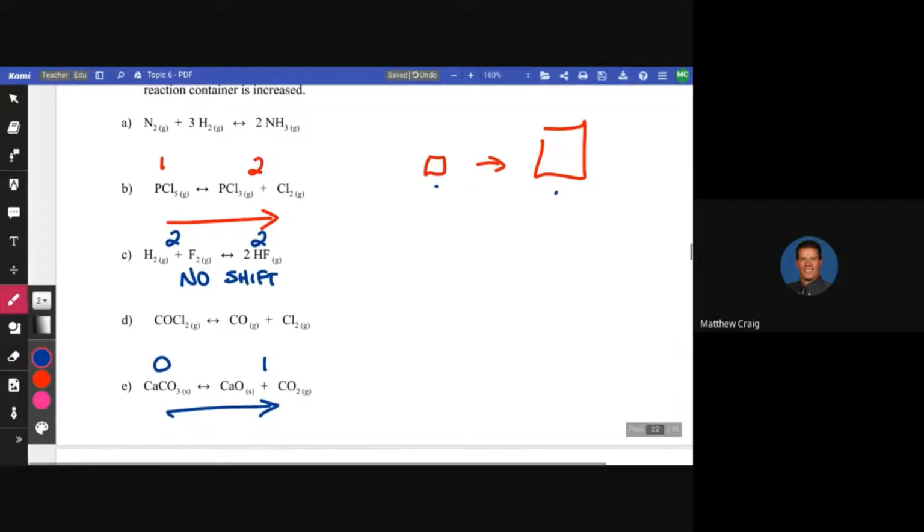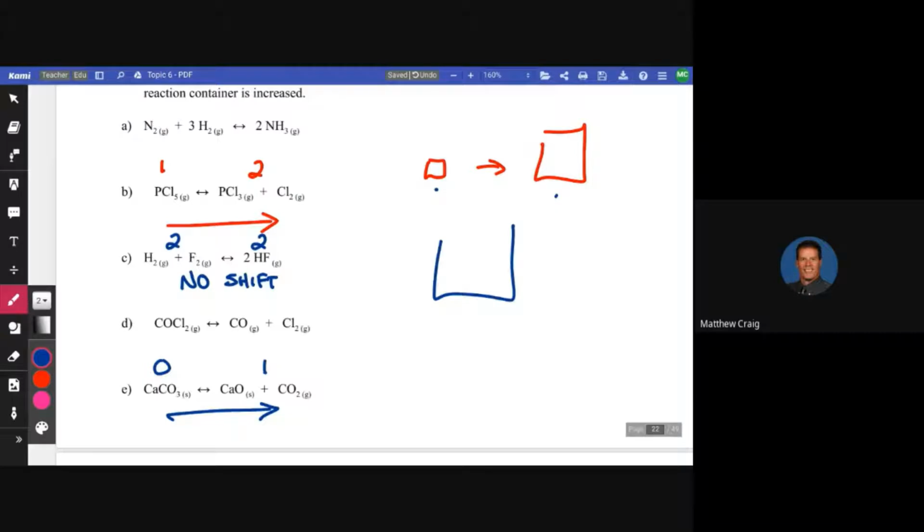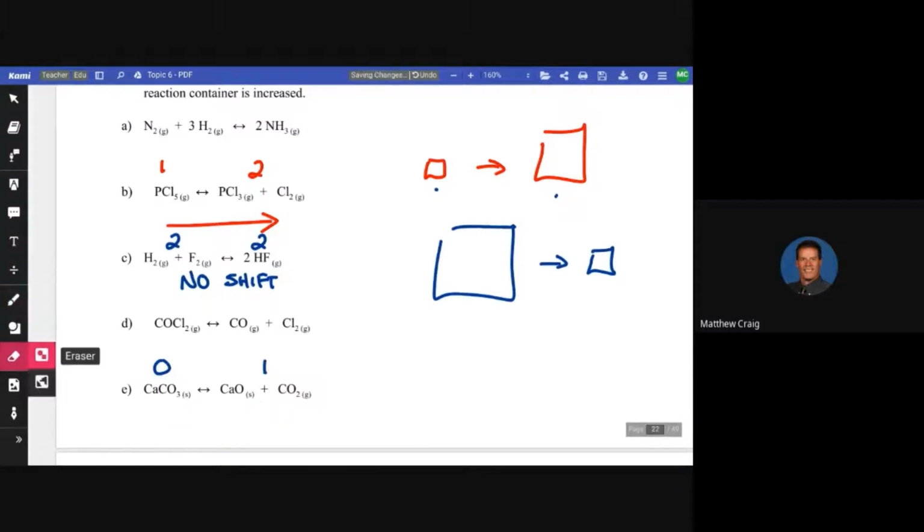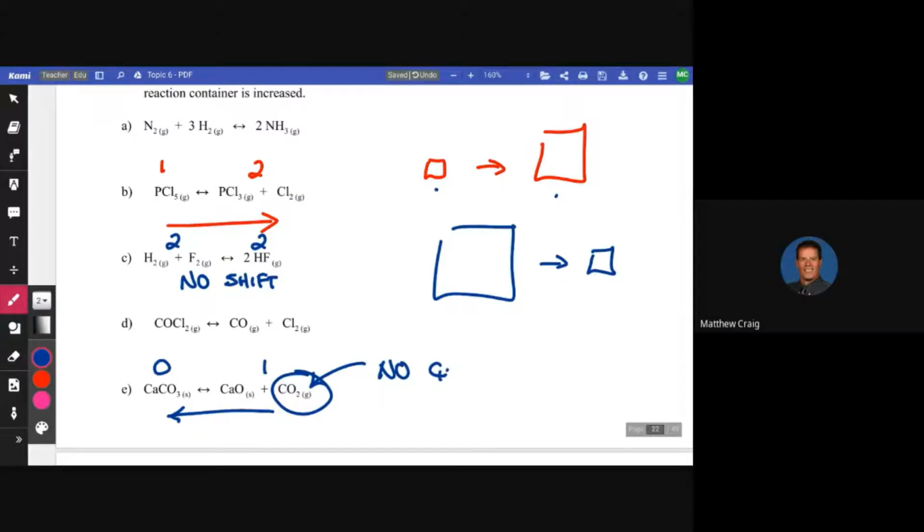Now, if we were going from a large to a small container, is it possible that we could shift to form fewer gas particles? Absolutely. Is it possible that we would have no gas particles at the very end? Very good. We have to have some of these to be in equilibrium. So the key here is, even though we're shifting, we're not getting rid of all of them. We'll have something.